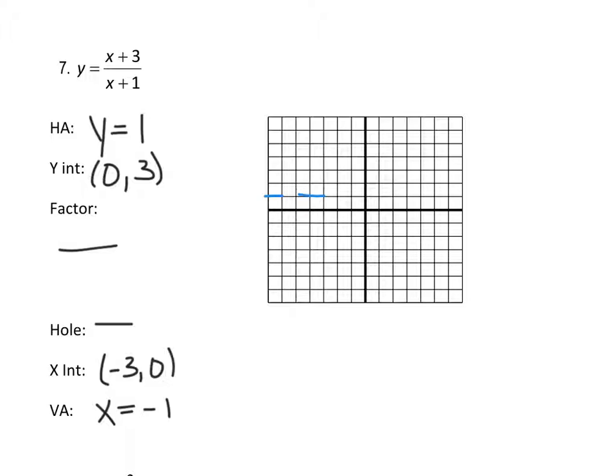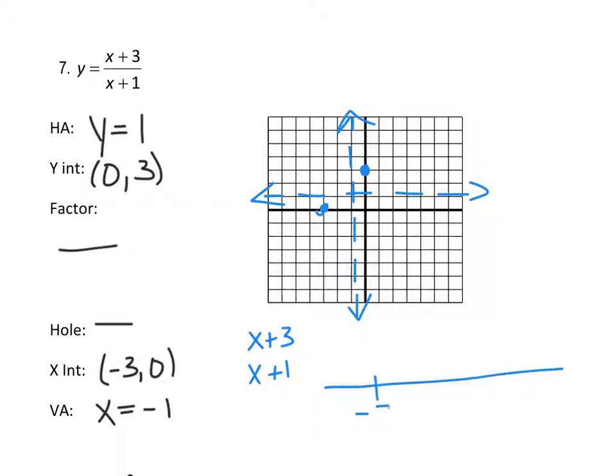Y equals 1 is my horizontal asymptote. Then I have 0, 3 for my y-intercept, -3, 0 for my x-intercept, and x equals -1 for my vertical asymptote. And like I said, you can probably see where my 2 curves are going to show up on this picture, but let's see why it happens with a sign chart. So we have x plus 3 and x plus 1. My 2 numbers are going to be -3 and -1.